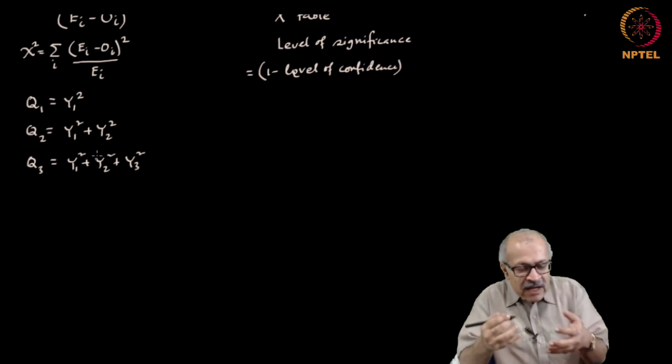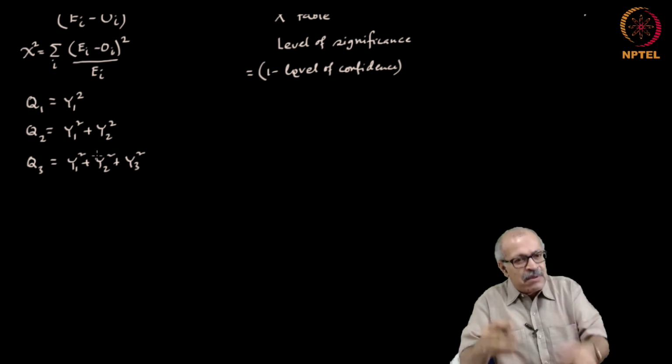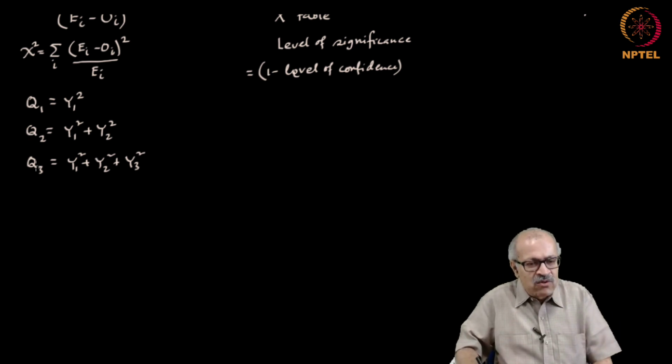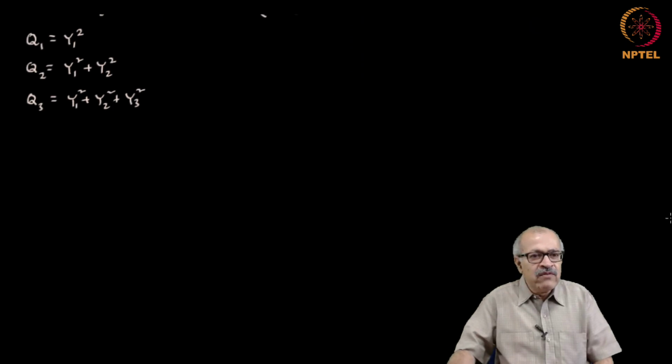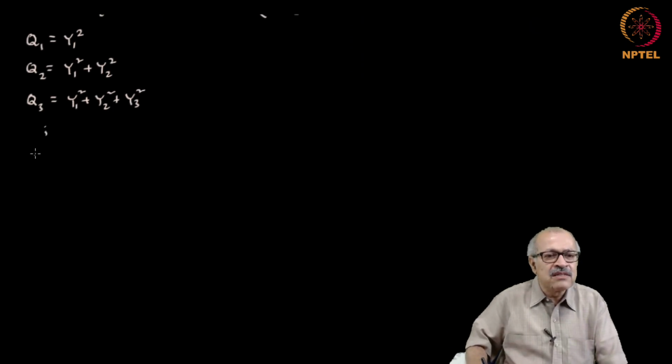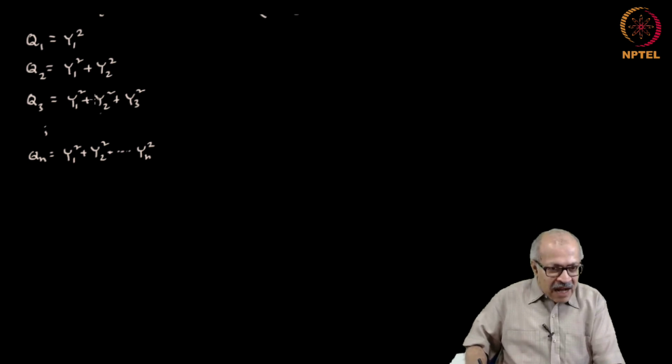This way we can independently, without going through any experiment, study the behavior of these quantities q1, q2, q3 in a graph something like this. And if you go on, qn is y1 square plus y2 square plus dot dot dot yn square. And the number of these that we take is called the degrees of freedom.